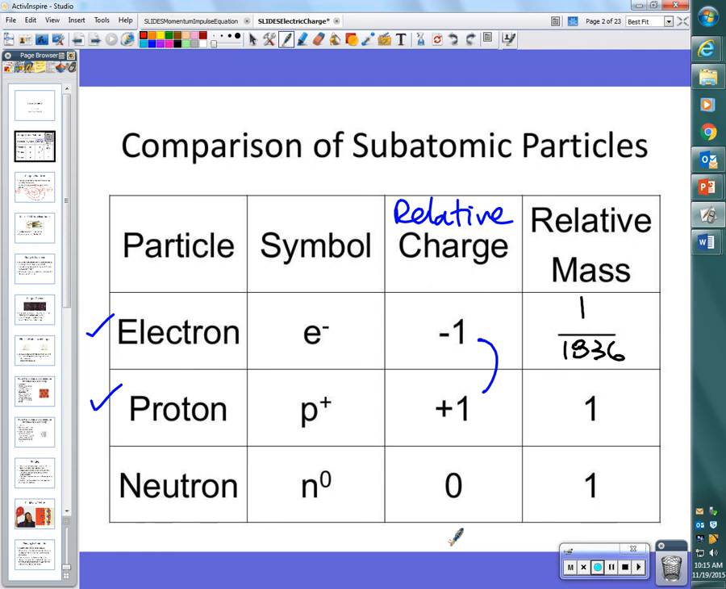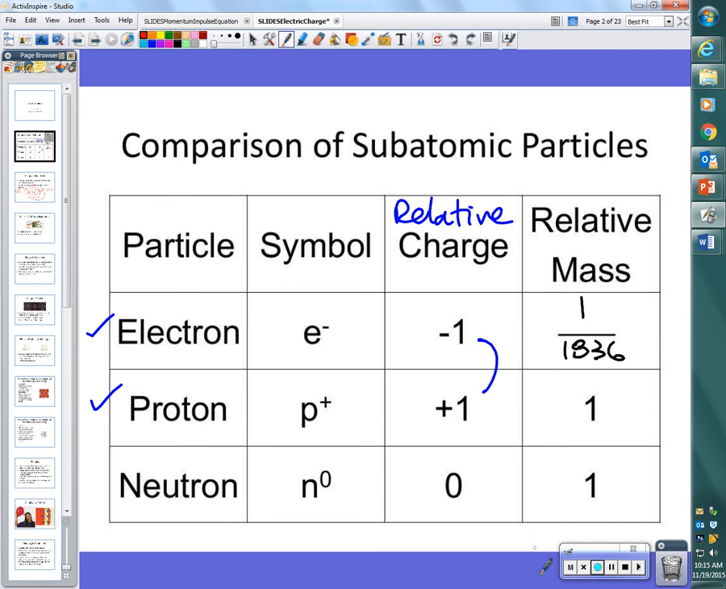What does it say above the charge column? Relative charge, right? Relative scales do what? They compare things, right? By comparison, electrons and protons have the same amount of charge, but one's positive and one's negative, so they can cancel each other out. But this is not a measurement.